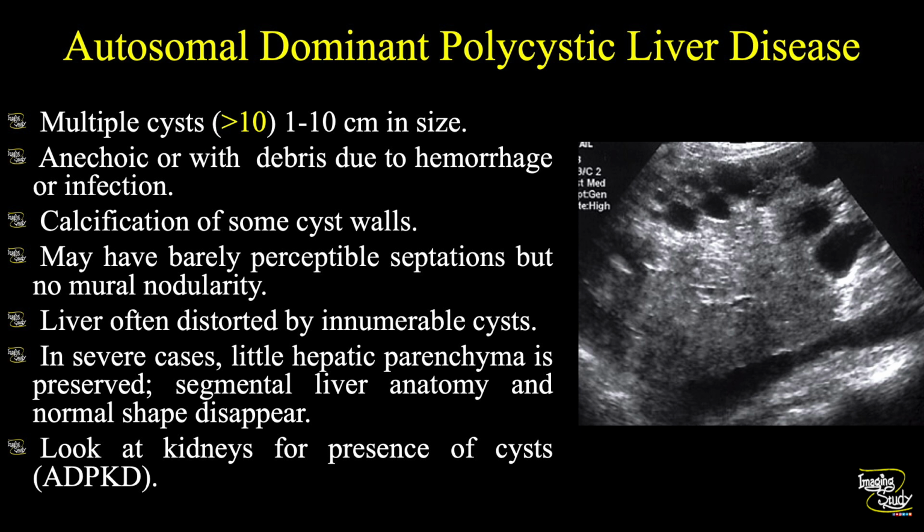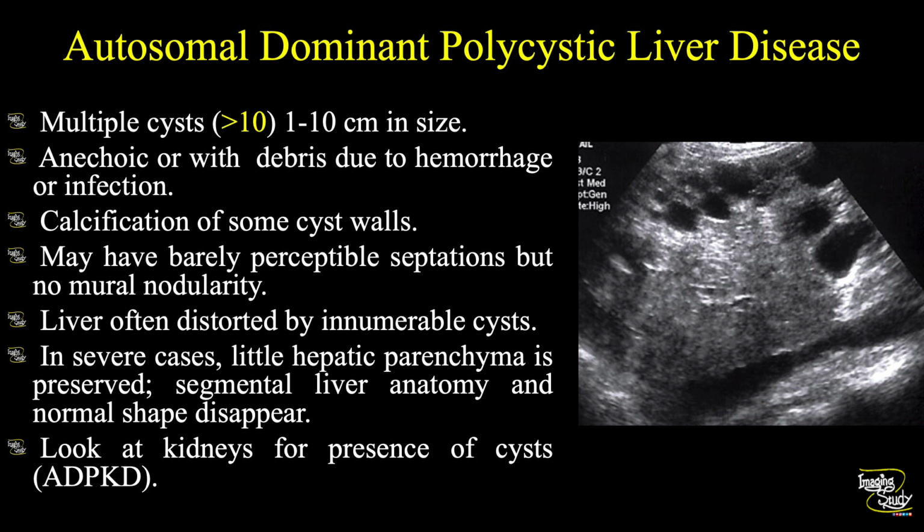There will be multiple cystic lesions, usually more than 10 in number with 1 to 10 centimeter in size. They're anechoic with or without any internal debris if there is any infection or hemorrhage, as we have already told. You may get wall calcifications also. Usually there are no or a few thin septations with no mural nodularity. Due to innumerable cystic lesions, the liver parenchyma is usually distorted, and in severe cases, you'll get a little hepatic parenchyma with loss of liver segmental anatomy and normal shape.